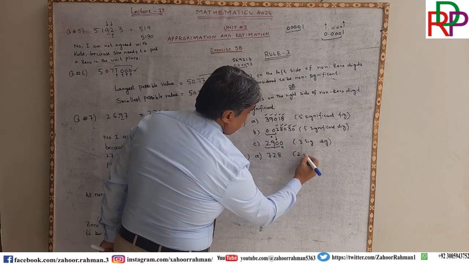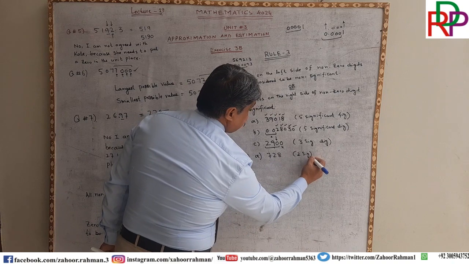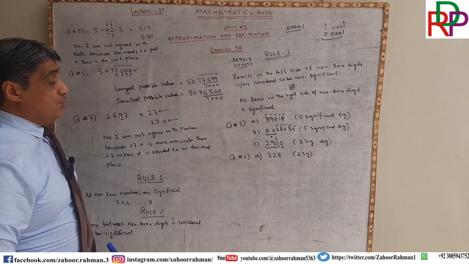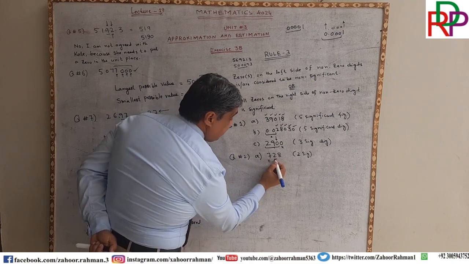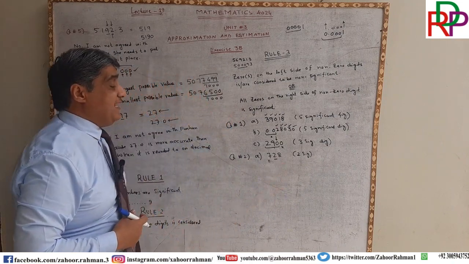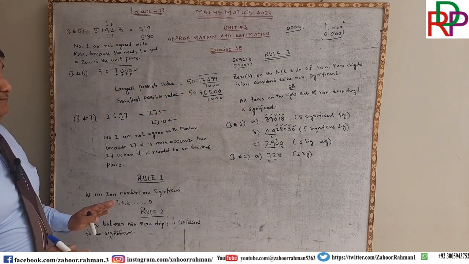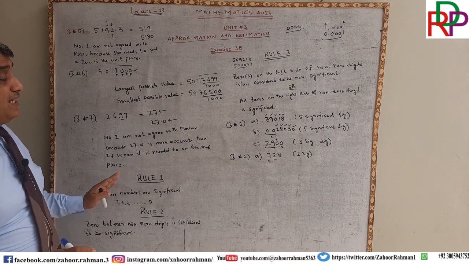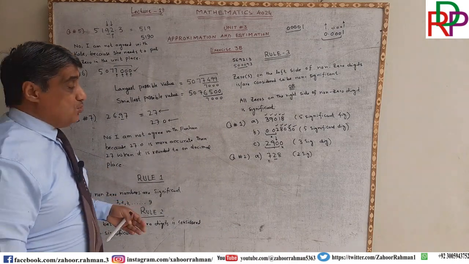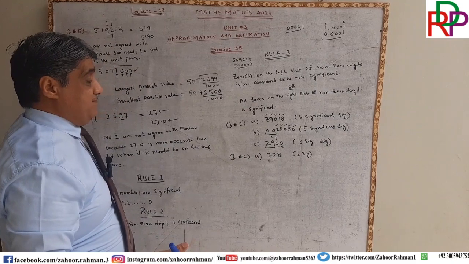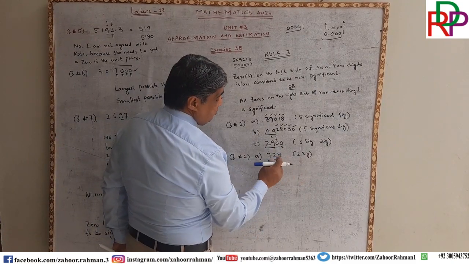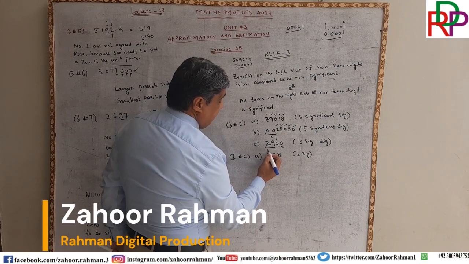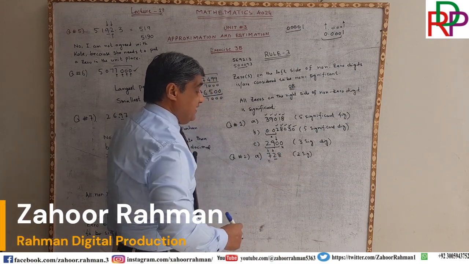728 to two significant figures. So, what is the two significant? Till here, you have to underline that digit, the number till which we are going to round off this number. They are saying two significant digits, so one is this one, and the second significant digit is this one.